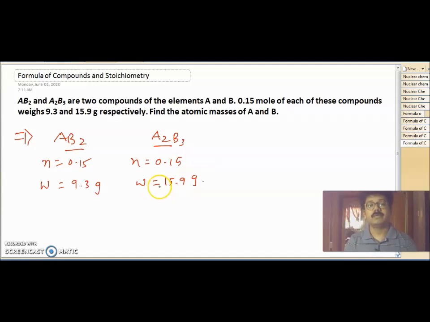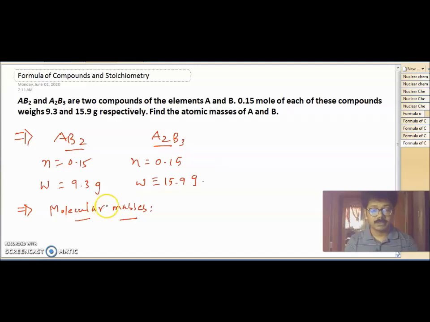Find out the atomic masses of A and B. That's a very tricky question, but very simple. Once you come to know, it will be very easy for you to find out. Now, how will you find out the atomic masses? Atomic masses can only be found if you know the molecular masses. Correct? Because the sum of the atomic masses is nothing but the molecular mass. So you have to ask yourself, is there any way that I can find out the molecular mass from this data?